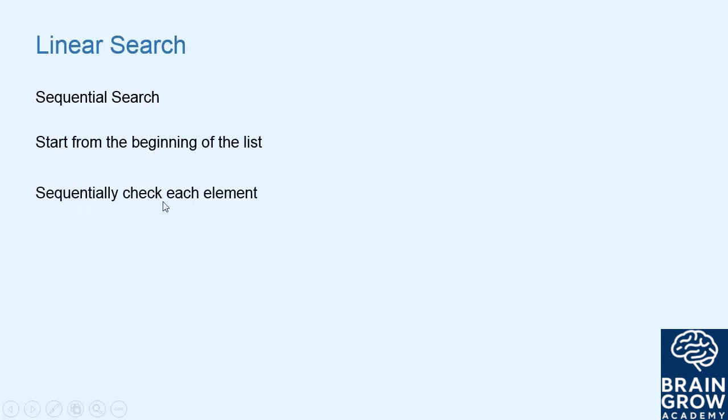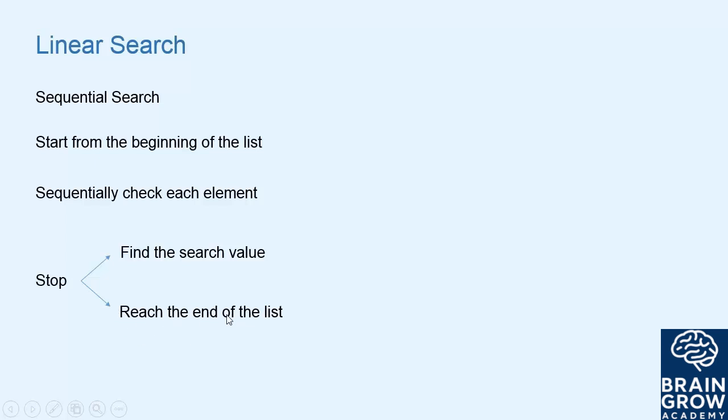In this lecture, we'll discuss linear search. This linear search is the most basic and simplest of all searching techniques. It is also called sequential search. In this technique, we start from the beginning of the list and sequentially check each element of the list one by one. We'll stop when either we find the search value or when we reach the end of the list.